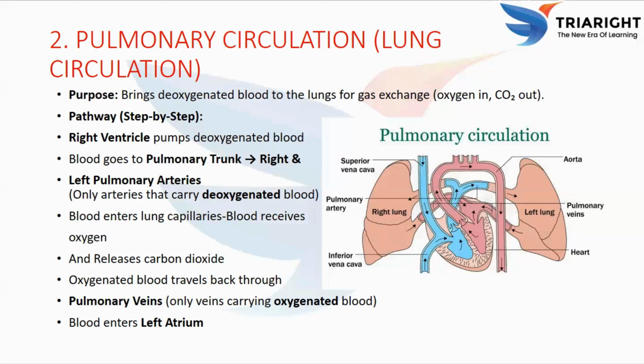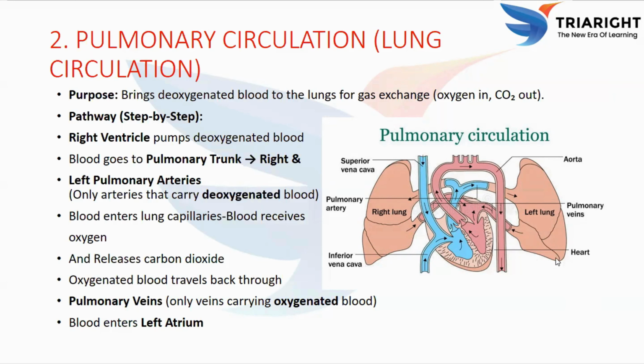Here again is a picture for pulmonary circulation. The blue vessels show the deoxygenated blood flowing from the right ventricle to the lungs. Here the lungs act as the site of gaseous exchange, which is the main function of the pulmonary circulation.